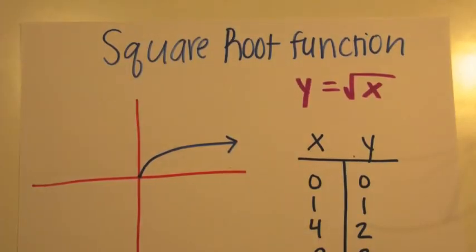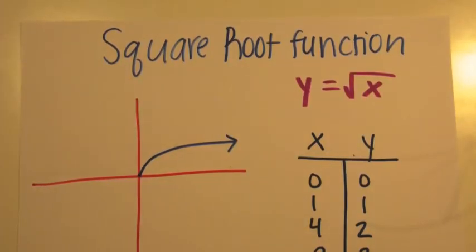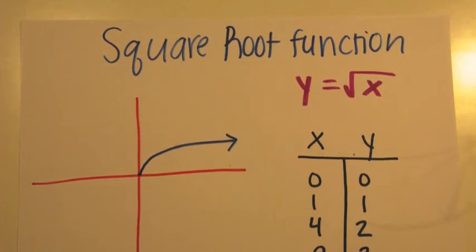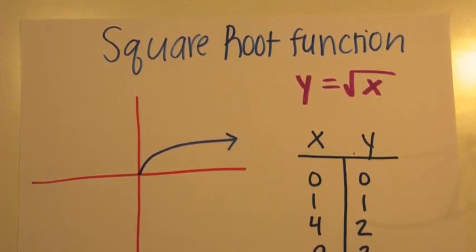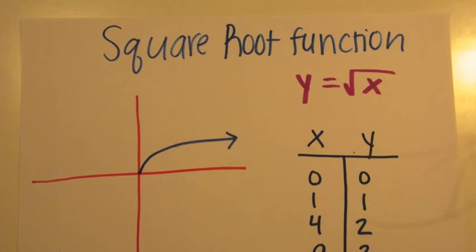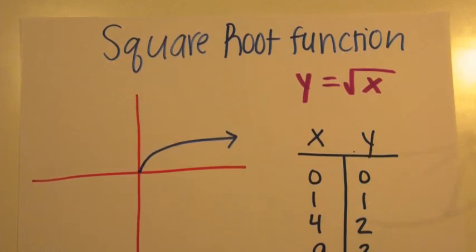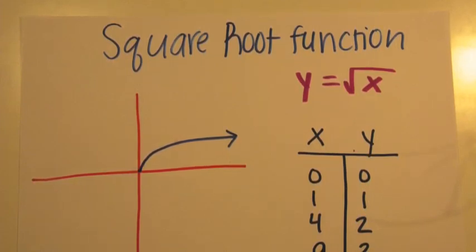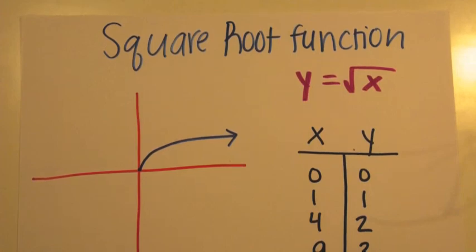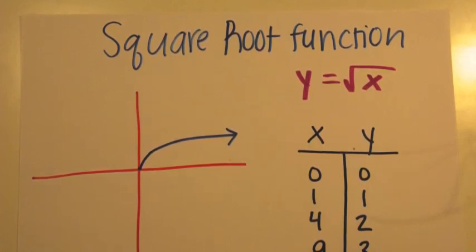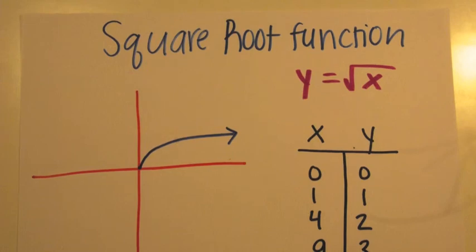This is a square root function. If I set radical x to greater than or equal to 0, I'm going to get the domain. It has to be greater than or equal to 0 because you can't take a square root of a negative number. The domain is therefore 0 to infinity, including 0. The range is from 0 to infinity.